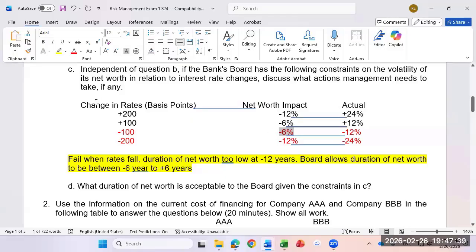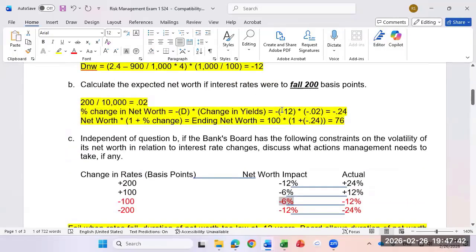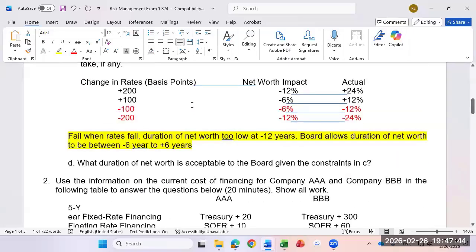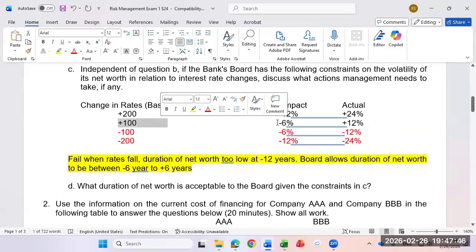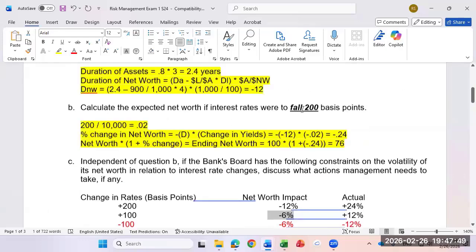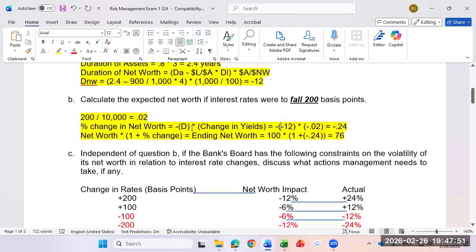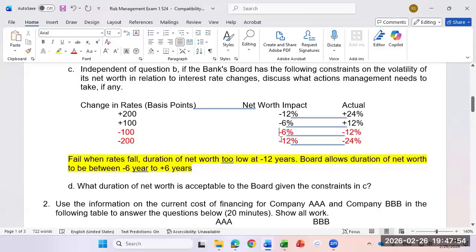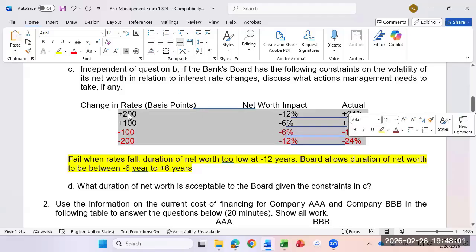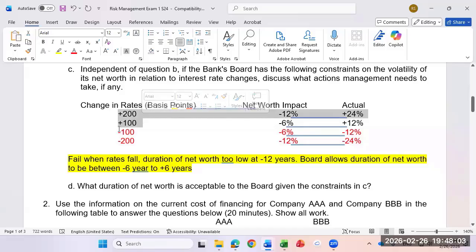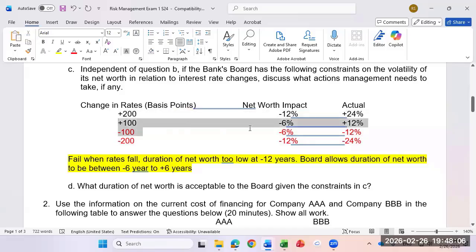Well, the board's saying we don't know if your duration net worth is positive or negative. It could be positive, it could be negative. If it's positive, when rates rise, you can't lose more than 6%. If it's negative, like this firm, if rates fall, it can't fall more than 6% or 12%. So the board, their policy says, we don't know if your duration net worth is positive or negative, but if it's positive, here's your constraints. If it's negative, here's your constraints. But looking at the 100, that tells you their duration net worth can be as high as +6 or as low as -6, all right?